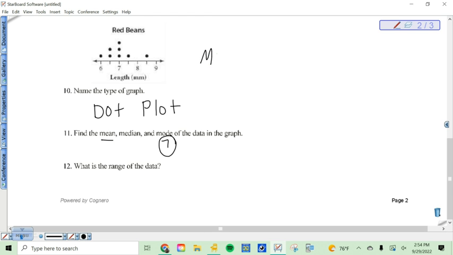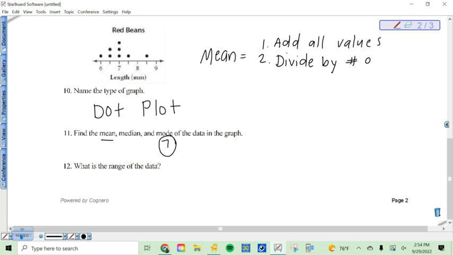How do I calculate my mean? Write this down if you forget. Add all the values, divide by the number of values. So let's just find it together. Can someone read to me the points on the graph? 6, 6.5, 6.5, 7, 7, 7, 7.5, 8.